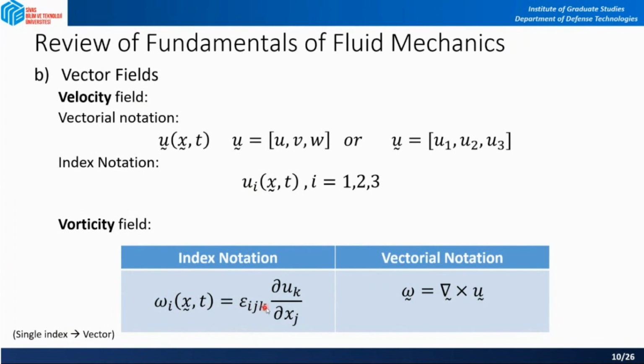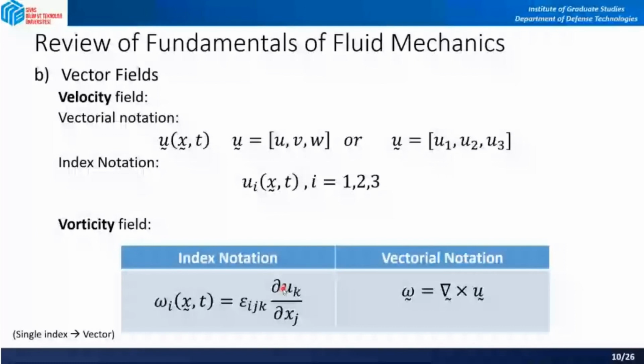So it is equal to epsilon ijk times the gradient of velocity. So du_k/dx_j means the gradient of velocity. What are these i, j, k's and stuff? We'll come to that. In the vectorial notation, it is very common that you write it with a tilde. So for vorticity, you put one tilde at the bottom of it.